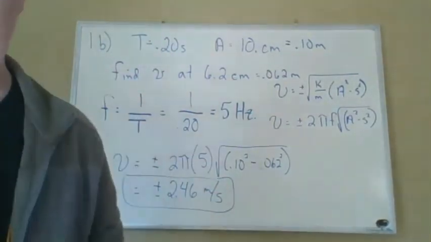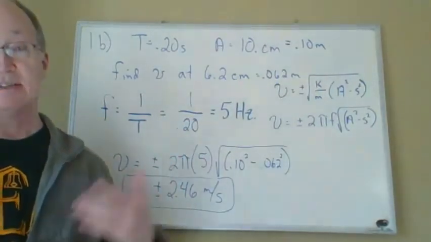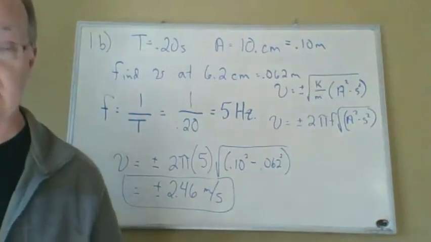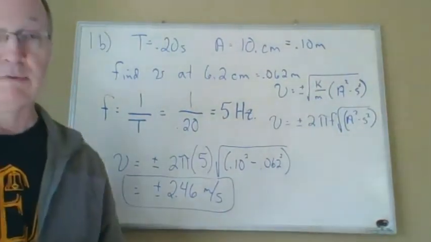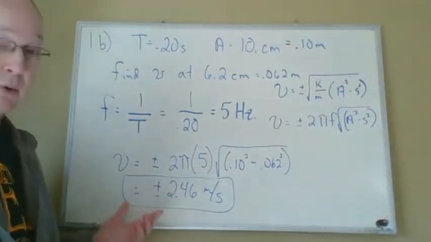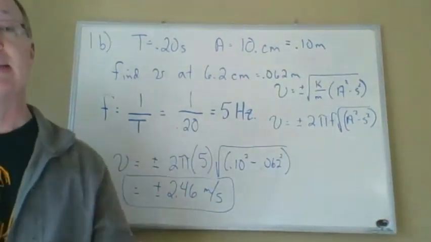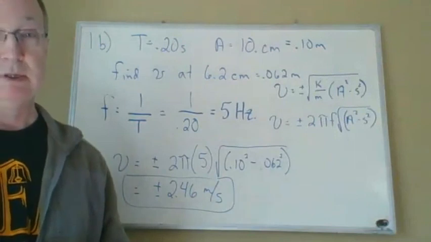Now, one final thing you might want to do, does that make sense? Does that answer make sense? Compare it to the answer you got in part A, which was the maximum velocity, and that was 3.14. So 3.14 is the maximum. This is less than the maximum. That is a reasonable answer. All right. Thank you.